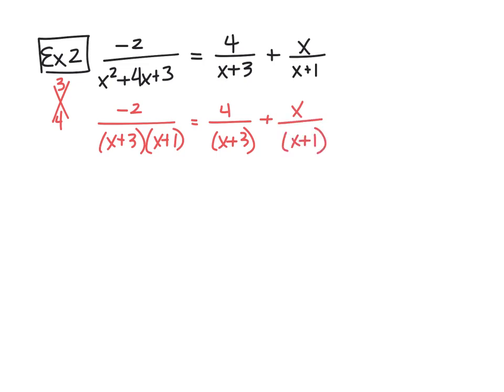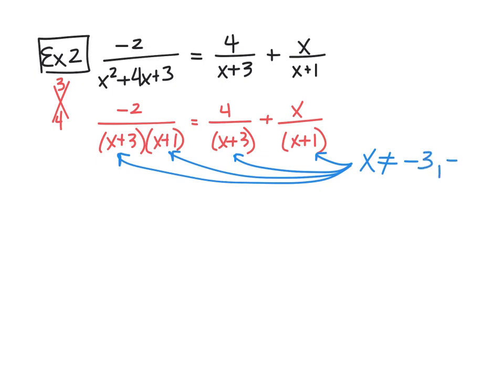All right, now the second thing I need to do is to find my undefined values or my excluded values. So I'm looking here in the denominator and I see between all of these denominators, so you're going to look everywhere, I see that x cannot equal negative 3 or negative 1. And hopefully that's a fast process for you now. All right, lastly, now I'm going to solve.